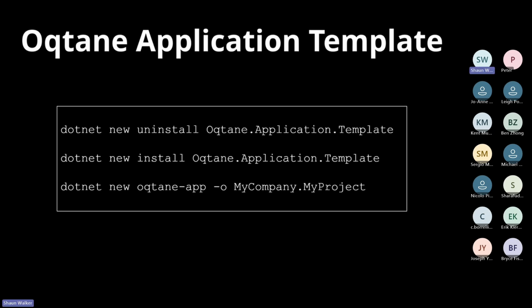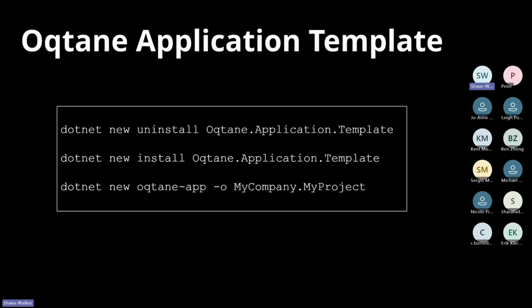It's very simple to utilize the Oqtane application template. You just need to use the .NET CLI to install it. So with a command line, if you had installed the Oqtane application template for version 6.2 that was released early this month, and you want to take advantage of the latest application template, then you would need to do a dotnet new uninstall to remove the old version, and then a dotnet new install to install the new version. And then once you have the template installed, you can use dotnet new to actually create an application based on the template. And you can create as many applications as you want based on the Oqtane application template.